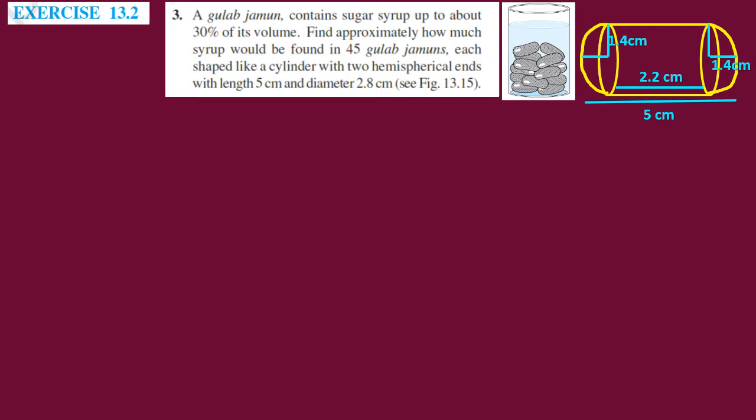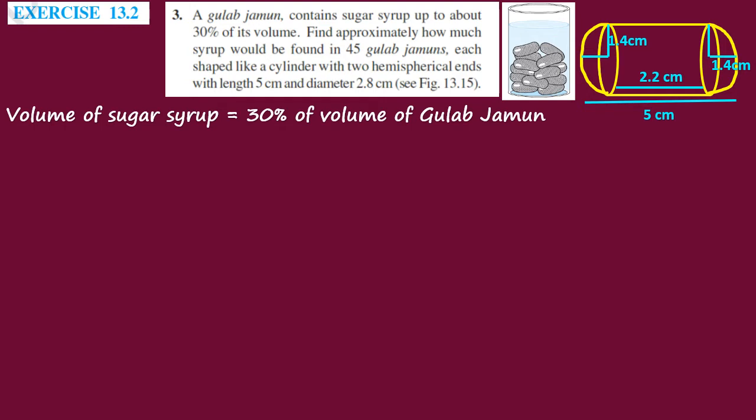So it's given that the length is 5 centimeter. That means the total length of one Gulab Jamun is given as 5 centimeter, and diameter is 2.8. So radius is 1.4, and from that we can get the height of the cylinder also. Now, volume of sugar syrup is equal to 30% of volume of Gulab Jamun.